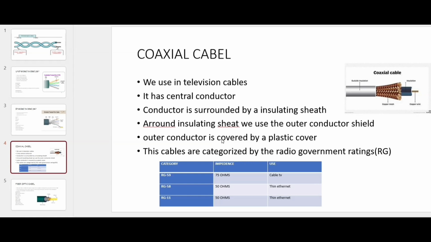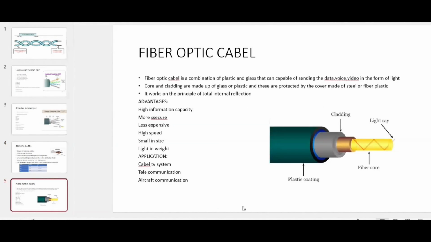Disadvantages with respect to twisted pair cables: it is more expensive and less flexible. Advantages: the data rate is high, bandwidth is more, and crosstalk is reduced as compared to the twisted pair cable. The RG59 cables we generally use for cable TV, and RG58 and RJ11 we use for Ethernet.